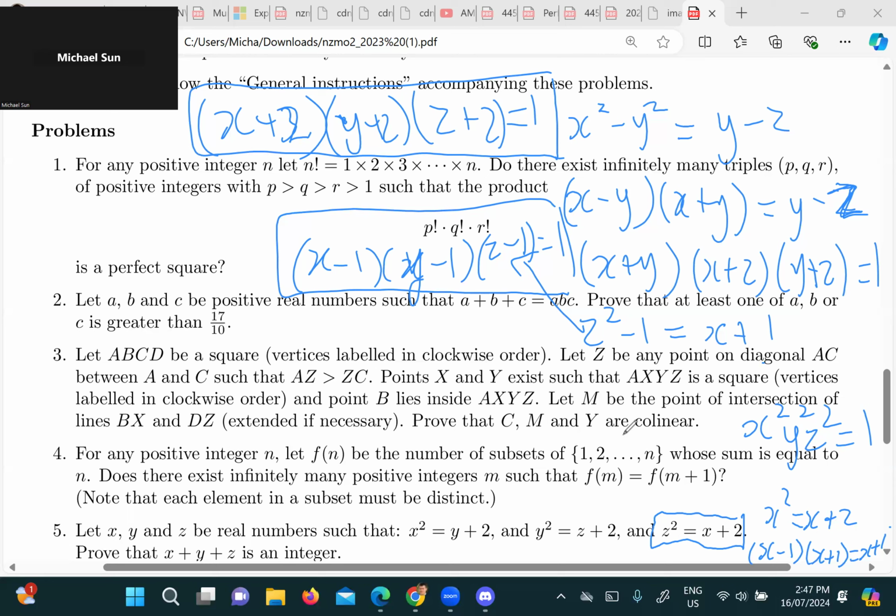What's k? k was the sum of x, y, z. So we solved for the sum from here.